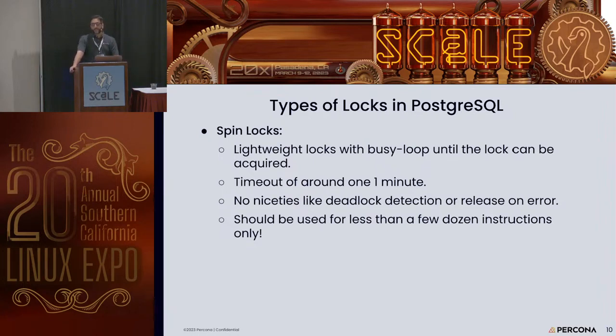There's no nicety with these locks: they don't have deadlock detection, and they don't release on error. So it's the responsibility of the code, the owner, to release those locks in case there's an error. In terms of timeout, a lock that's not released would be automatically released after a minute. But a minute is a huge amount of time, because you're just meant to execute a few instructions.